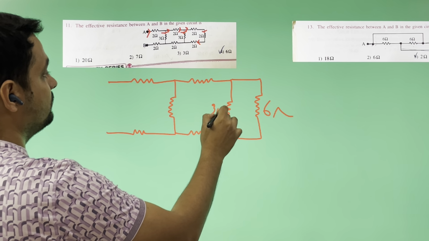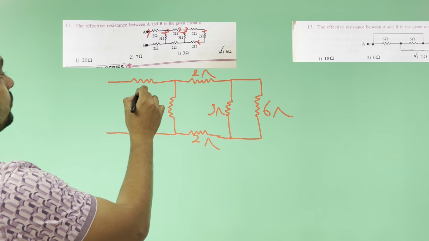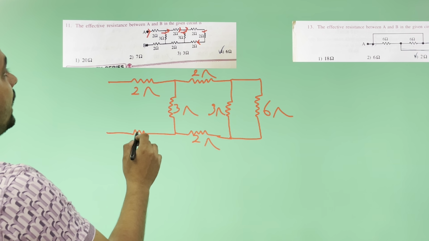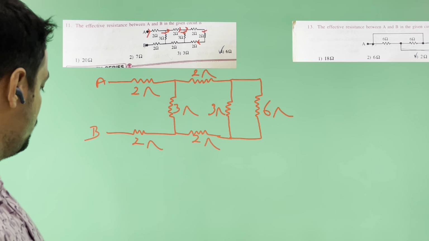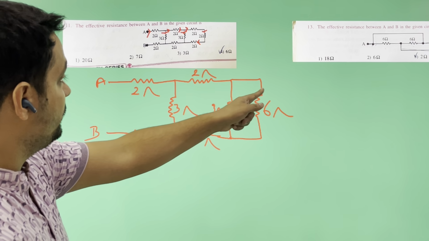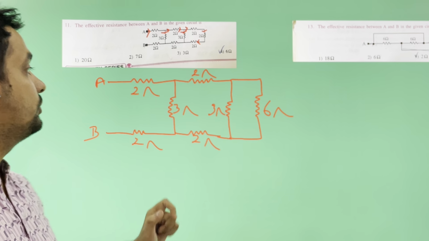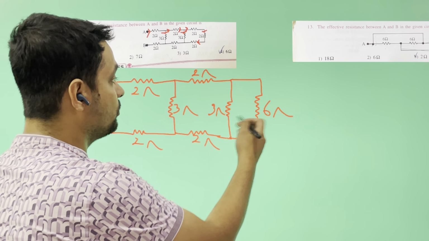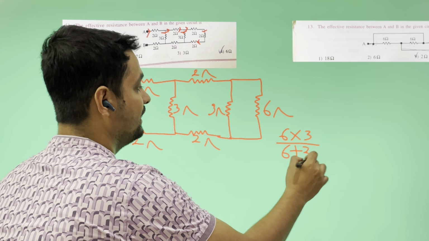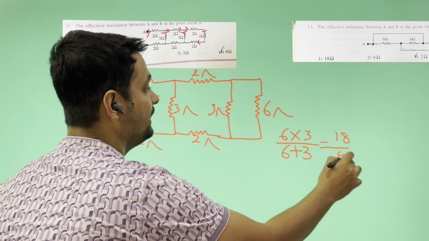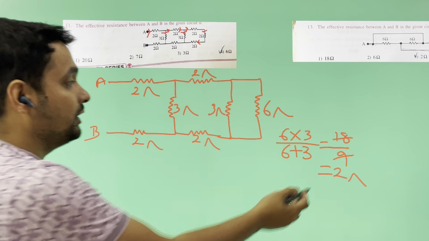Now here is 3 ohm, 2 ohm and 2 ohm, again 2 ohm, 3 ohm. I will rewrite this, and this is point A and point B. Again we should always start from the last. So 6 and 3 are in parallel. What is the R equivalent of these two? 6 into 3 divided by 6 plus 3, that is 18 by 9, which is 2 ohm. So in place of these two resistors I can put 2 ohm here.